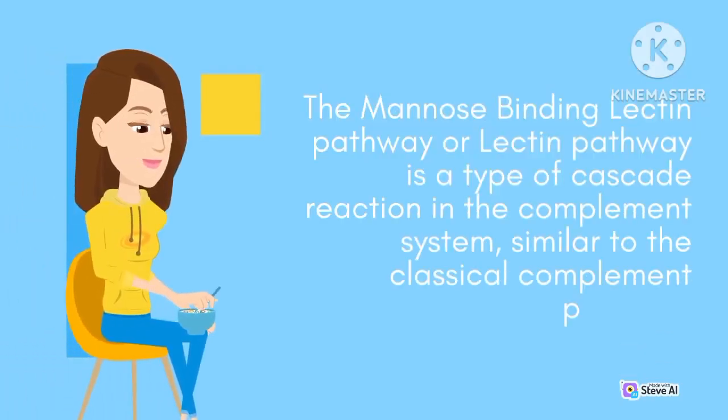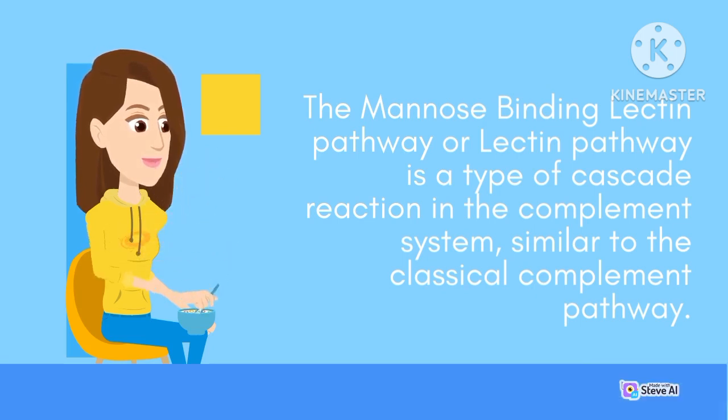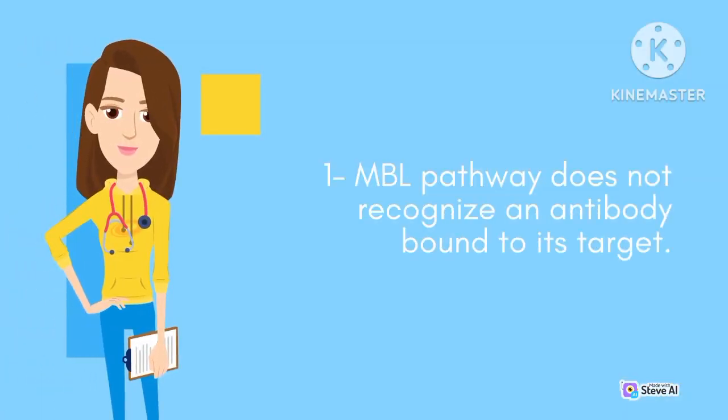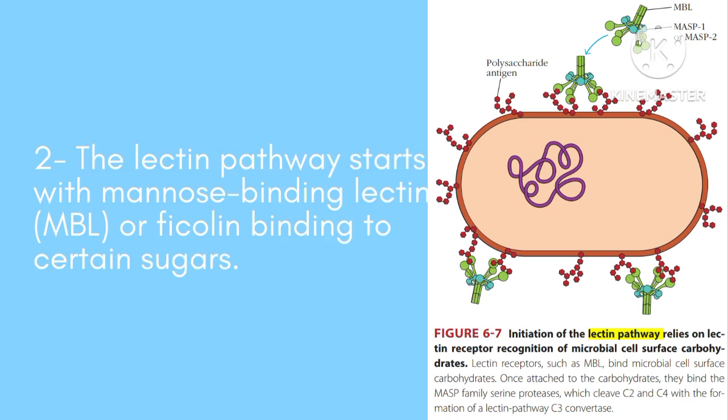The mannose-binding lectin pathway, or lectin pathway, is a type of cascade reaction in the complement system, similar to the classical complement pathway. 1. The MBL pathway does not recognize an antibody bound to its target. 2. The lectin pathway starts with mannose-binding lectin, MBL, or ficolin binding to certain sugars.